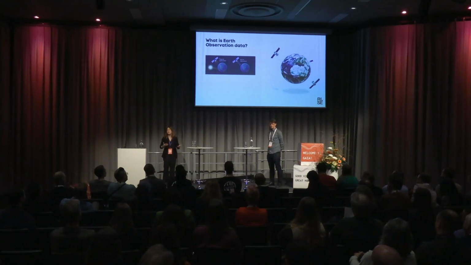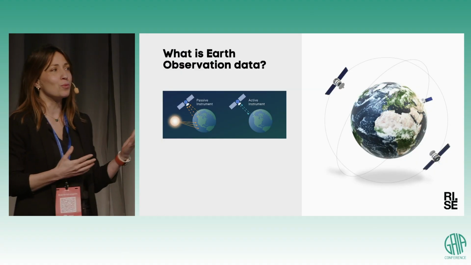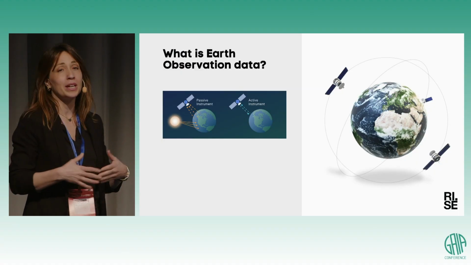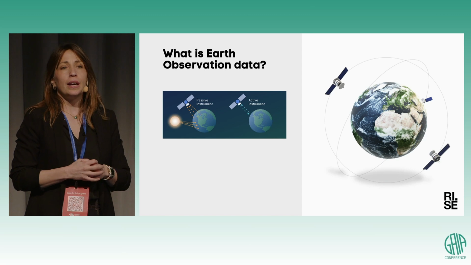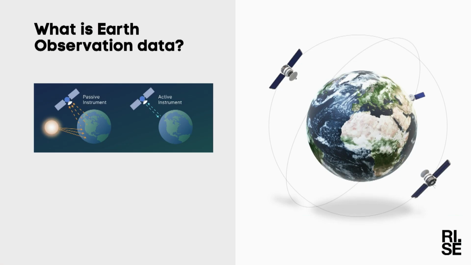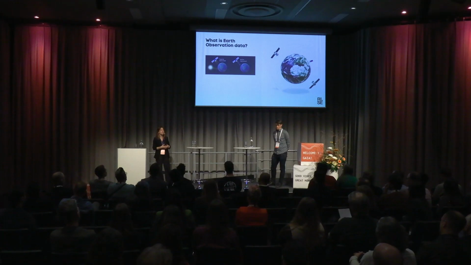So what kind of space are we talking about here? As the word says, we are looking at Earth from satellites. This can be done in two main ways. We can either look at the light that comes from the sun and bounces back from the Earth's surface, and then gets detected by the receivers that we put on satellites. Or we can send a signal from the satellite, for instance radar, which again bounces off the Earth's surface, and we record it with the sensors on board the satellite.